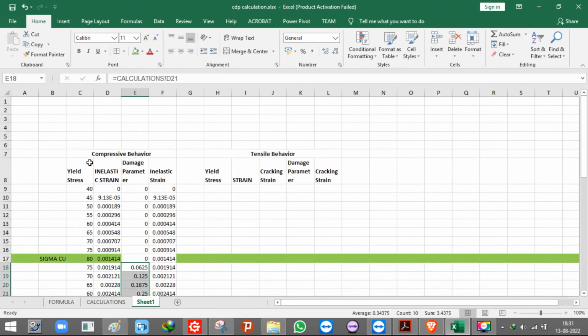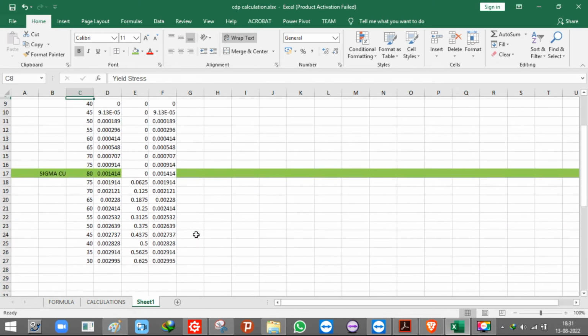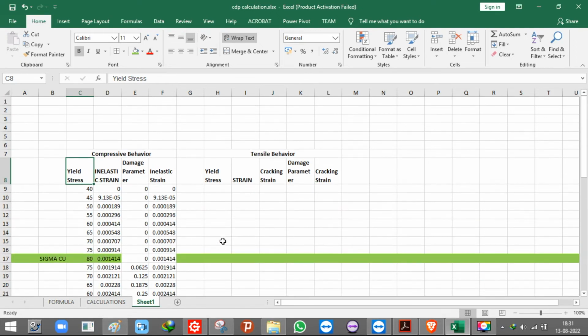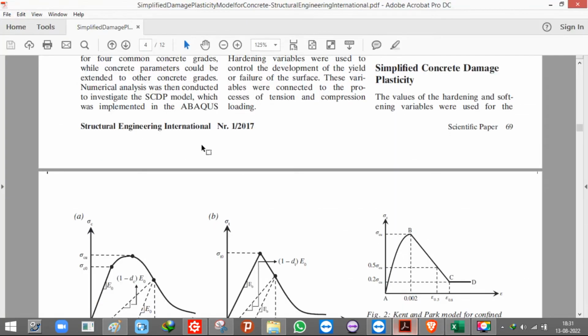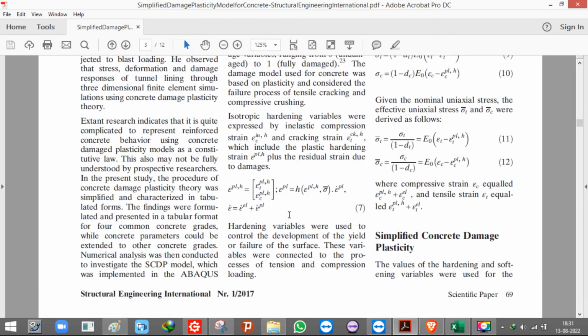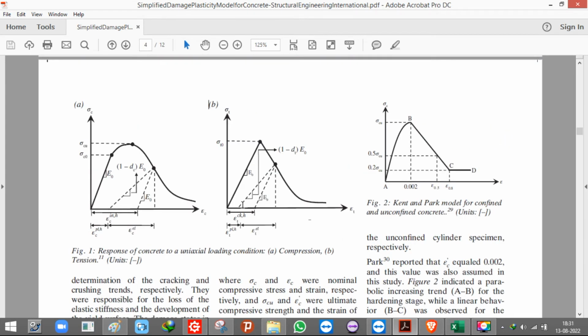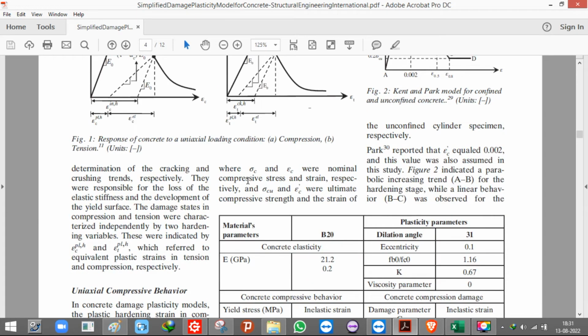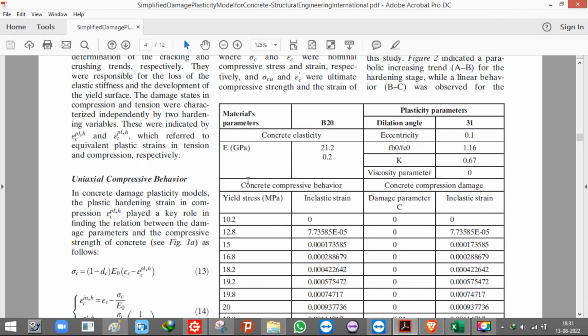So this is my complete compressive behavior, damage parameter in elastic strain. Now tensile behavior. For tensile behavior, they have simply given this model. We can use this model directly to get the tensile behavior.